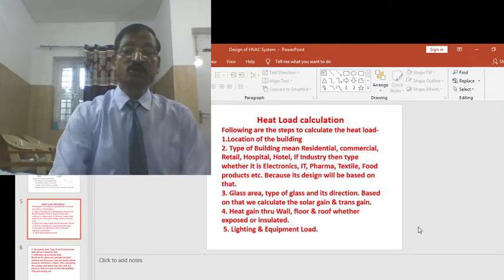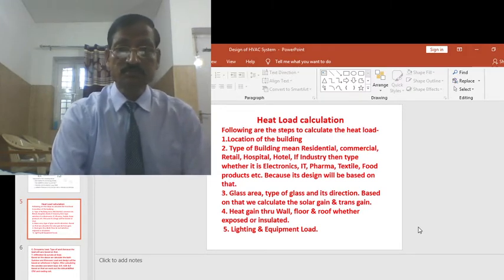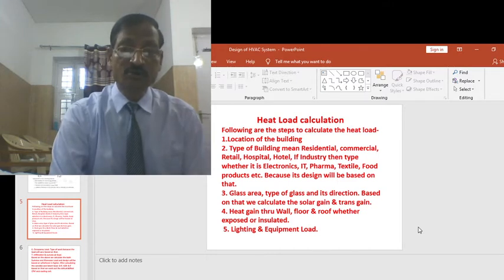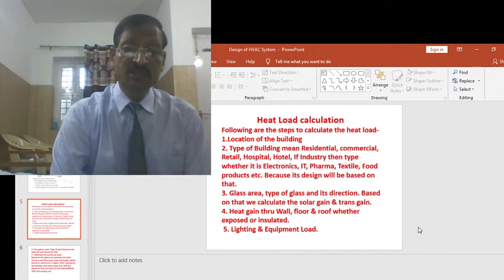Now we come to the heat load calculation. Following are the steps to calculate the heat load. Number one, location of the building and type of building, meaning whether it is residential, commercial, retail, hospital, hotels, theaters. If industry, then the type, whether it is electronic industry, IT, pharmaceutical, textile, food products, etc. Because its design will be based on that.